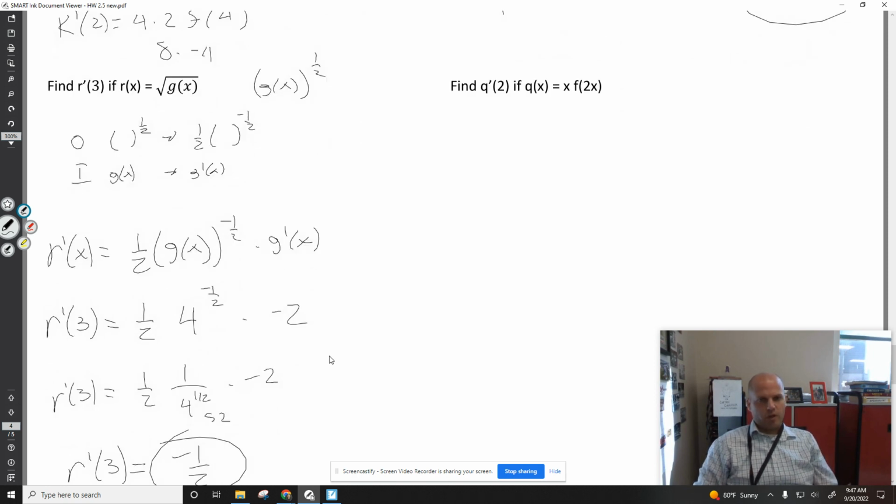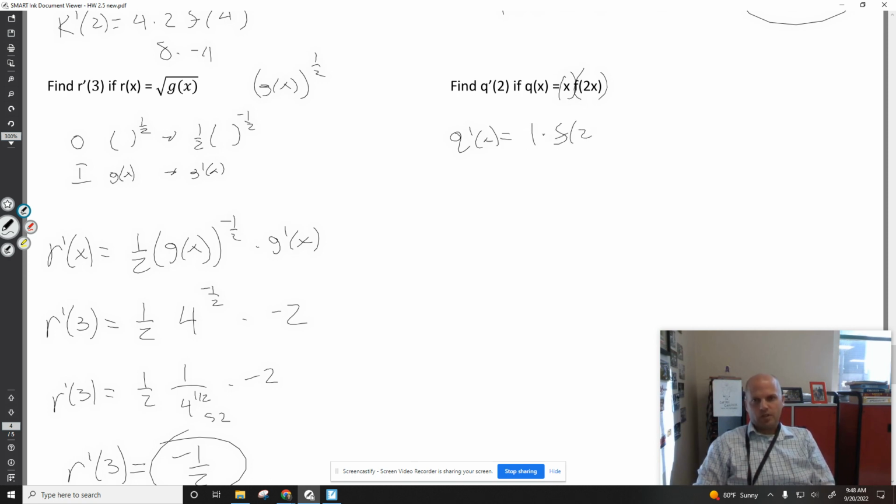Here's a good one, a little tricky one. A lot of people think O and I, and O is x, f, but no. This is a product of x's and x's. If you have a product of x's and x's, you have to use the product rule. So actually, a little trick thrown at you. To take the derivative of this, you have to use the product rule.